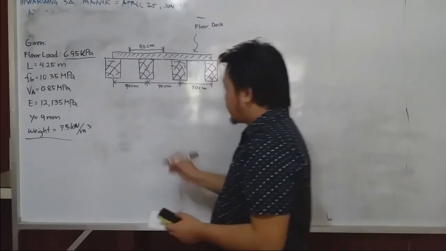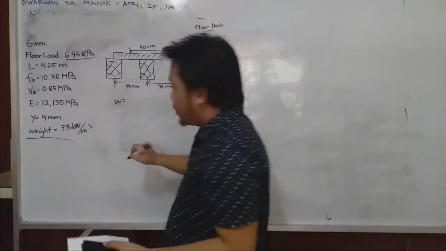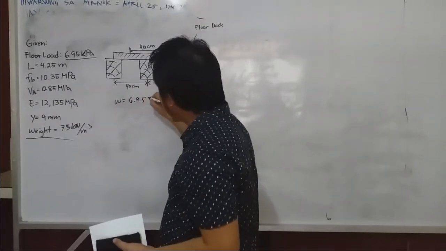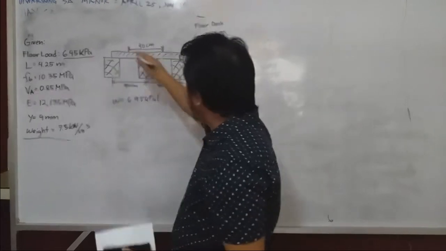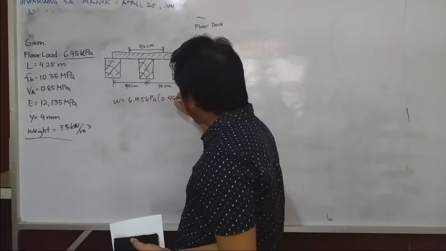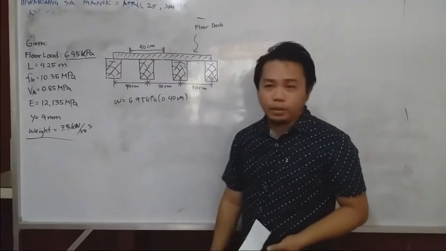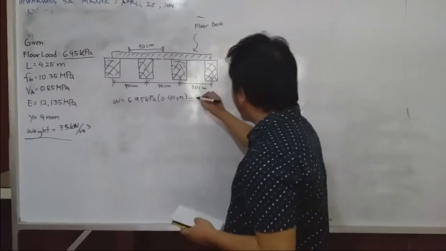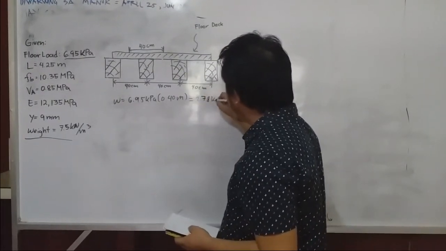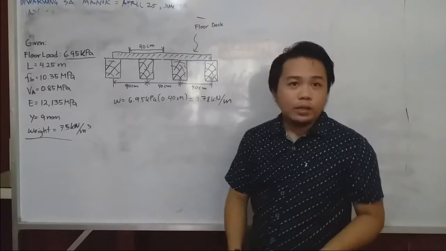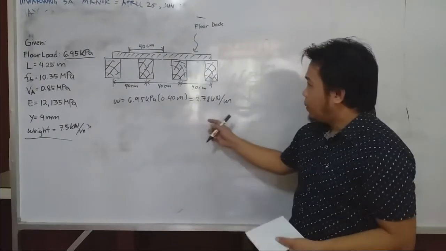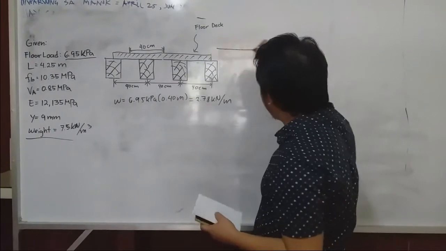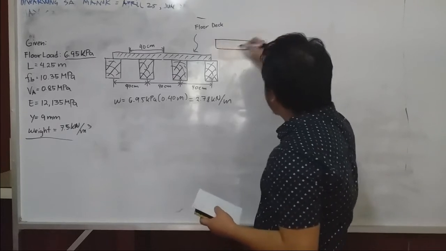So how do we do that? First, we simply use the variable W: 6.95 kPa multiplied by the effective spacing, which is 0.4 meter. So we have W of 2.78 kilonewton per meter. This is now the load that will apply on one floor joist. If you draw the free body diagram for that, you can have this figure.